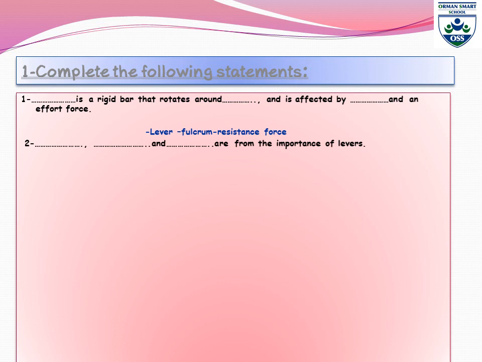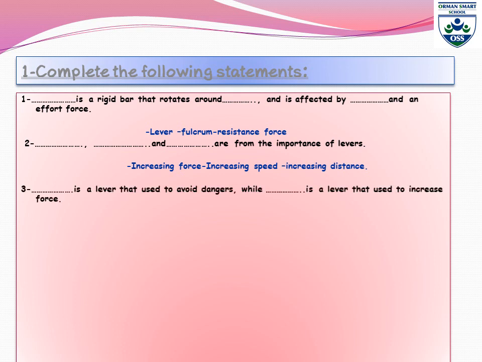2. Space and space are from the importance of levers. We talked about the importance of levers like increasing force, increasing speed, and increasing distance. 3. Space is a lever that is used to avoid dangers, while space is a lever that is used for increasing force. We find third-class lever like coal holder is a lever that is used to avoid danger, while second-class lever like nutcracker is a lever that is used for increasing force.